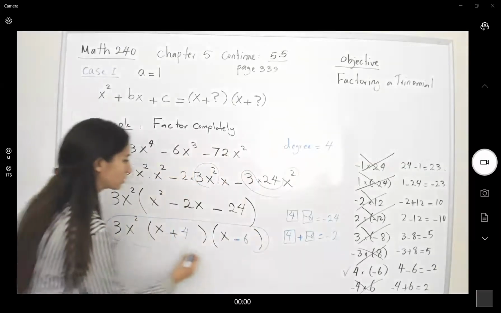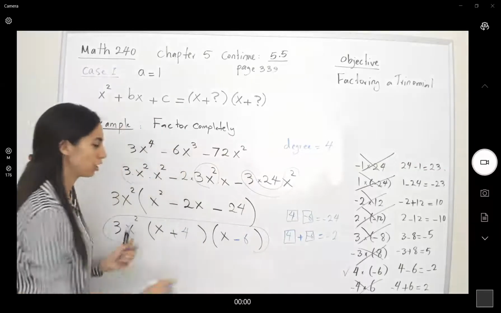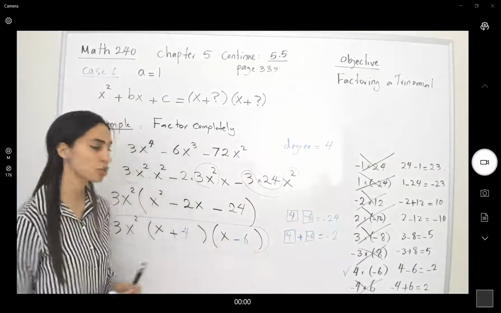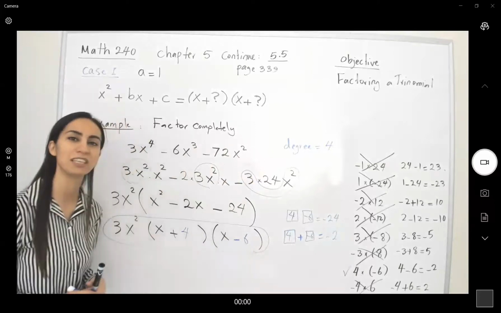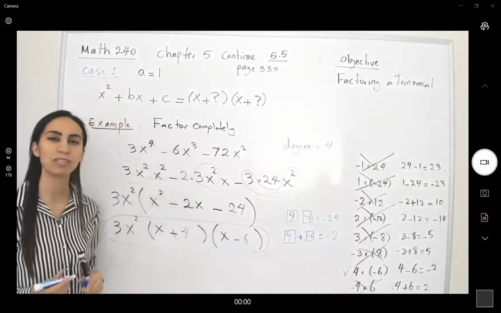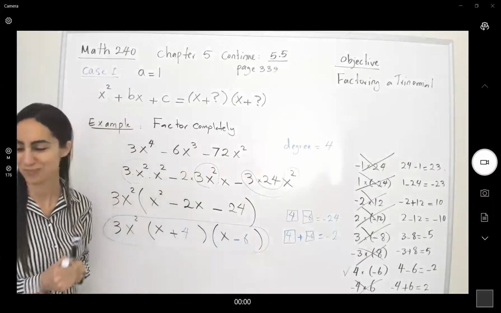Remember, you can always check your work. First, use the FOIL method or distribution. Multiply these two linear expressions, then distribute 3x squared.